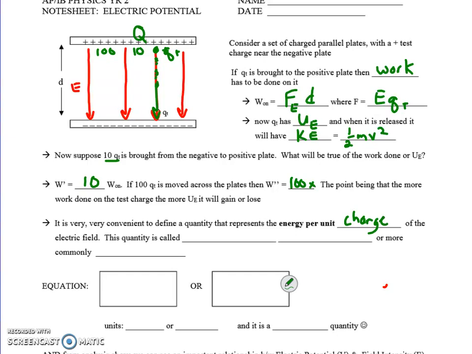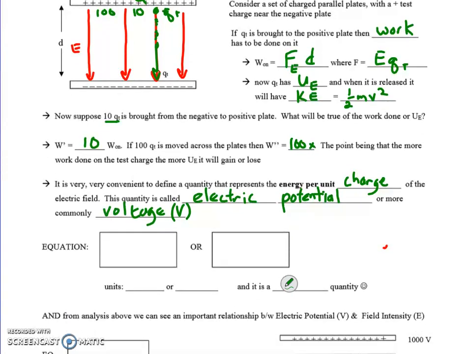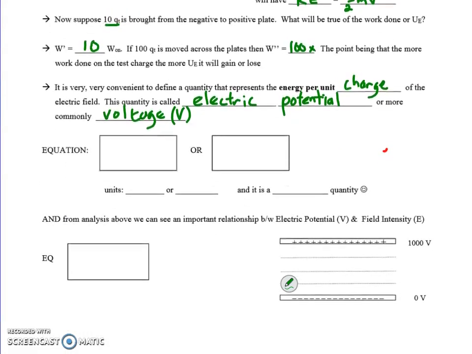Okay, so when you take the energy done on something divided by the amount of charge it has, you get a quantity that is based on where it is in a field, and we call that quantity electric potential. Or more commonly it's called voltage, and that's given the symbol capital V, as we know from last year. Okay, so that's where that idea comes from.